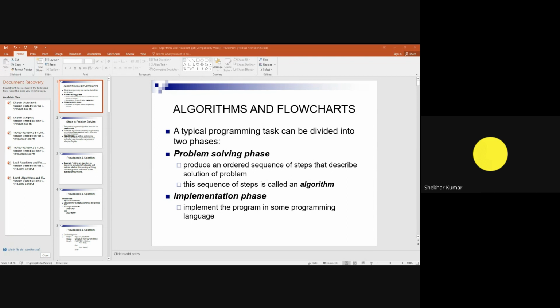Problem solving phase describes the sequence, the steps. According to these steps, you will solve the problem. It produces an ordered sequence of steps that describes a solution of that problem. And this ordered, definite sequence of steps is called your algorithm.